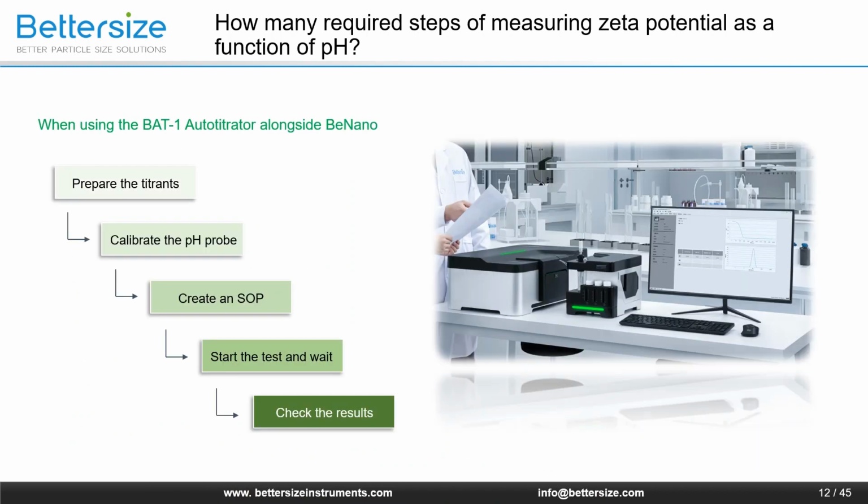When using the BAT-1 Autotitrator alongside BeNano, getting all the results only needs 5 steps. You just need to prepare the titrants in the titrant containers, calibrate the pH probe by the software, create an SOP, start the test, and then you can do something else. Let the machine run by itself. When the test is completed, check the results in the software. All preparation and maintenance operations only take an operator around 15 minutes. It's very convenient and time-saving.